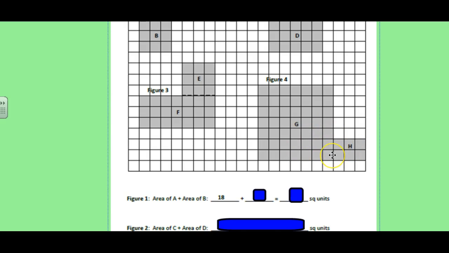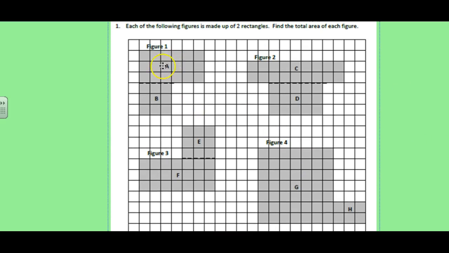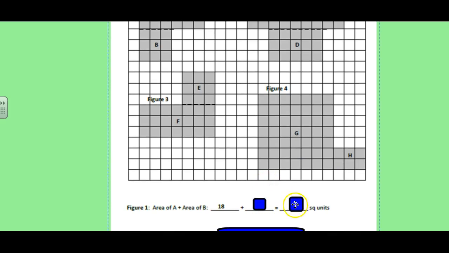I want you to notice on G that they don't have a line drawn anywhere. So you're going to make the choice of where you should draw the line on this figure to break apart the rectangles. So they already have 18 there for you because the area of A was 18, so you didn't have to do that. All you have to do is find the area of B and add that with 18 down here to find the area of what A and B are together.